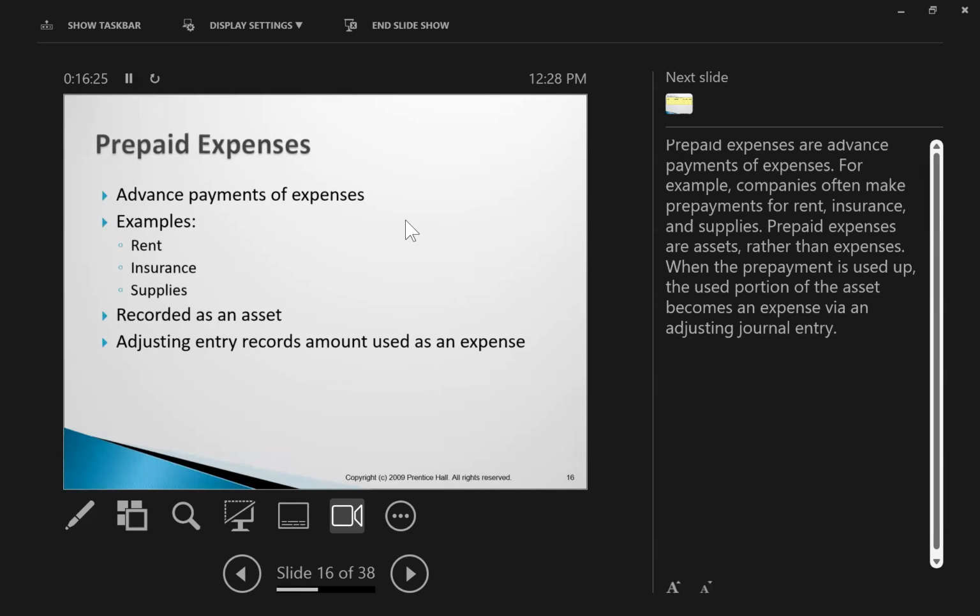When the prepayment is used up, the used portion of the asset becomes an expense via an adjusting journal entry. So we're going to use these up over time, not all at once. Like rent, for example, if I prepay 6 months, I'm only going to recognize 1 month each period for 6 months. I'm not going to recognize it all at once when it's fully paid up, just the portions that I've used, because that's the period that they were incurred.